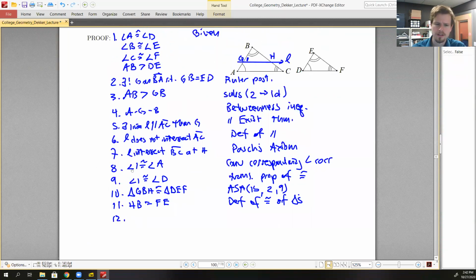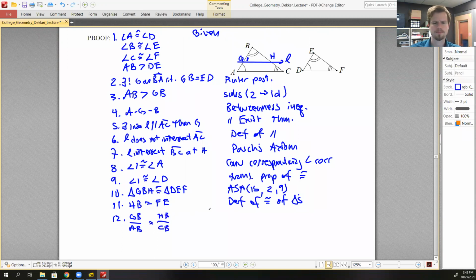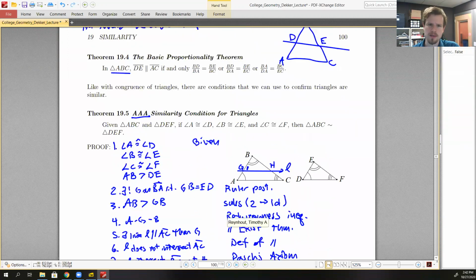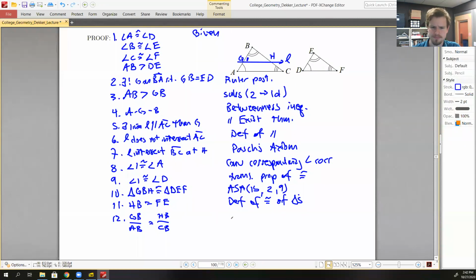We've got, let's call it GB over AB is equal to HB over CB. And that's by the previous theorem, basic proportionality theorem.